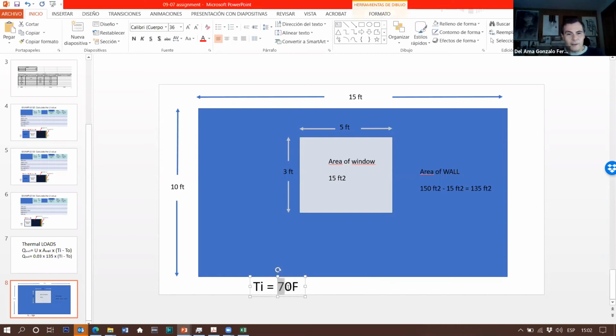So 70 Fahrenheit is a temperature at which human beings are comfortable. So our goal is to keep indoor temperature close to 70 Fahrenheit. What about outdoor temperature? I don't know. What do you think is the minimum outdoor temperature that you can have in New Hampshire? In China? What do you think?